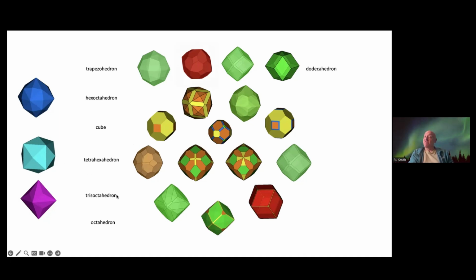The trisoctahedron that got me interested in the first place, that's the crystal from Afghanistan that I bought in the taxi ride. And that's what it looks like on its own. So it's like an octahedron where you've got these three shallow faces. And then rarest of all, an octahedron. So there are 16 of those.